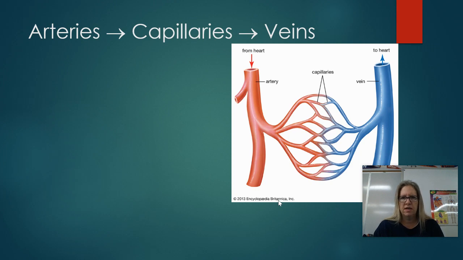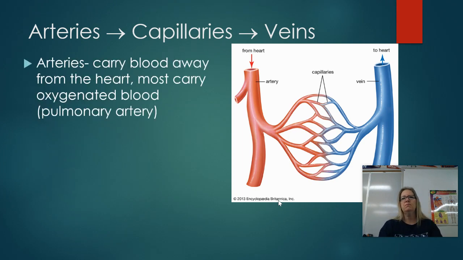All right, so this kind of diagram is usually used to show that transition from arteries to capillaries to veins. And the reason is because capillaries are very tiny, but the capillaries are also where the exchange of material takes place, okay? But let's start with the arteries.